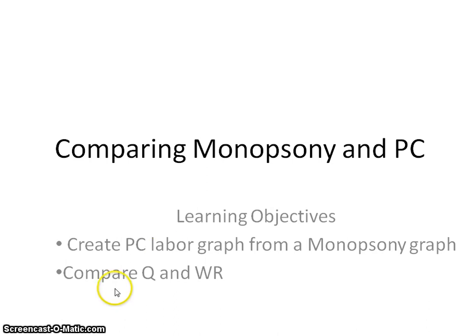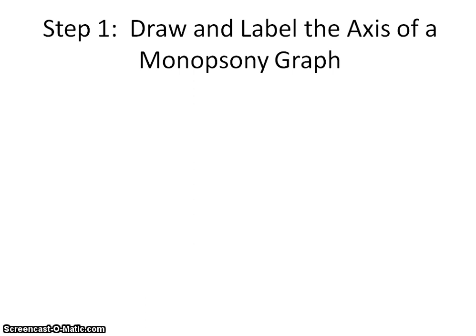And while we are comparing, we're going to look at the amount of workers that are hired and also the wage rates that are paid between these two labor markets. So for step one, we need to draw and label the axes of a monopsony graph. So pause the screencast and follow step one.